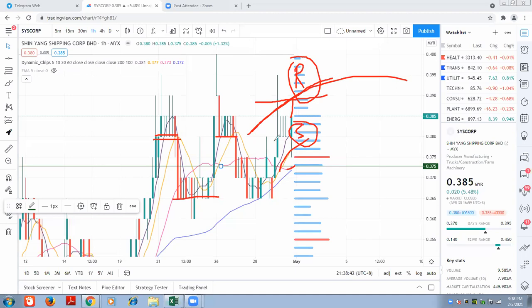Then where is the resistance? At the SMA. The moving average as a resistance must be considered a stronger resistance compared to the candle resistance. Apabila kita nak TP, when we want to set the TP, take profit, we must consider the SMA line first, not a candle. All right.